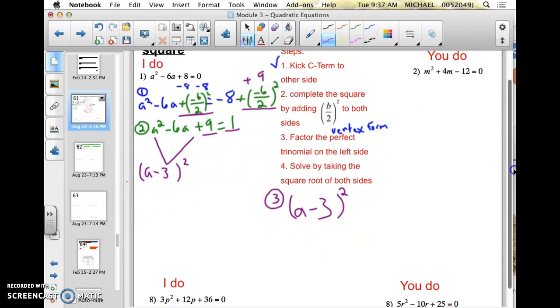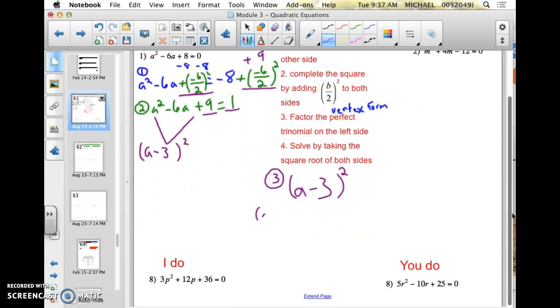Now the math behind that, if I were to expand that back out and multiply a minus 3 times a minus 3, you would get a squared minus 3a minus 3a plus 9. And then to finalize that, you get a squared minus 6a plus 9. It goes back to the original function on the left-hand side, but I want to write it in vertex form. All right, so I got it done in the vertex form. A minus 3 squared equals 1. That was step 3. Factor the perfect trinomial and get it into vertex form.